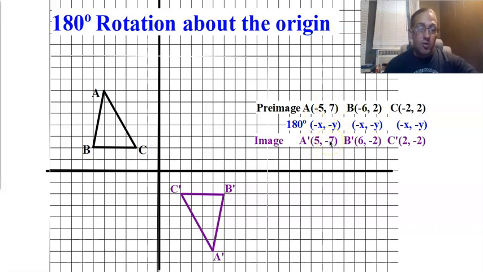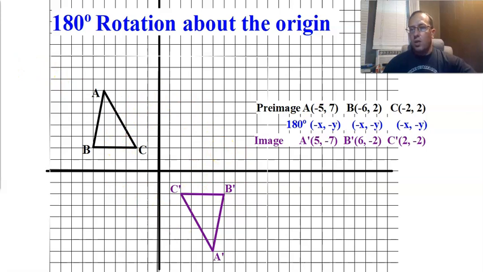Notice this is very similar to a reflection over the line y equals x, but it's not the same. It has a different orientation, so you have to be very careful of that. Again, all you do is change the signs on everything. Positive becomes negative, negative becomes positive. So this is a 180-degree counterclockwise rotation. How many degrees would that be if it was a clockwise rotation? That would be 180 degrees, because it's halfway this way, halfway that way, you end up in the same spot.